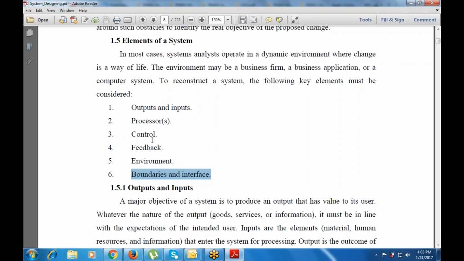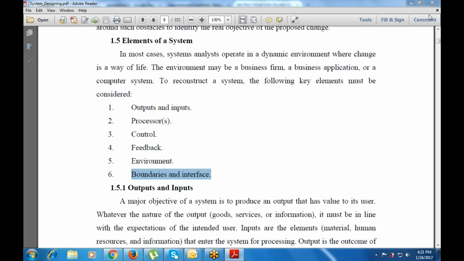So a major objective of a system is to produce an output that has a value to its user, that provides value to the customer and the users. Whatever the nature of the output, whether a good, a service or information, it must be in line with the system. So next part is the outputs and the inputs.